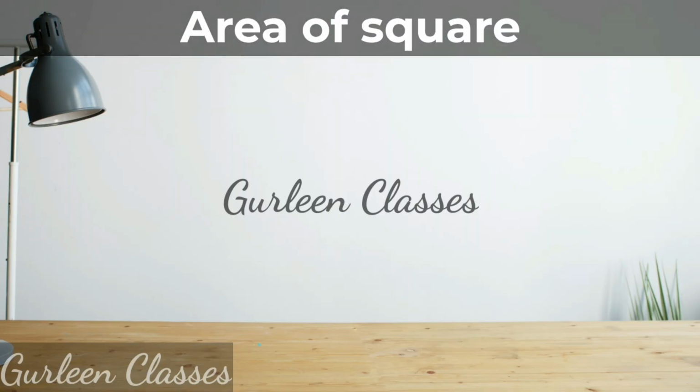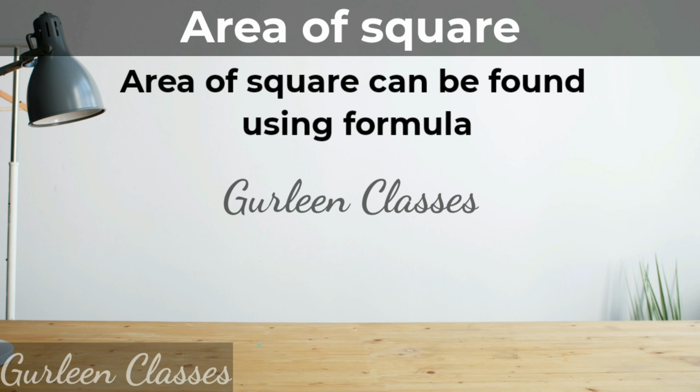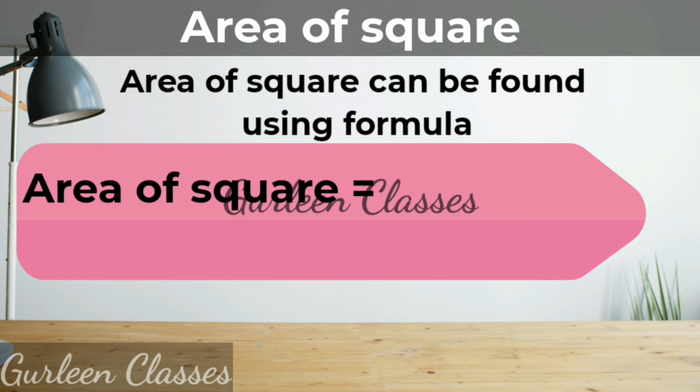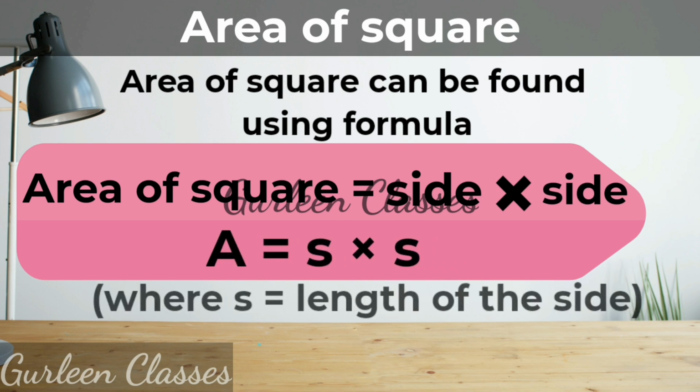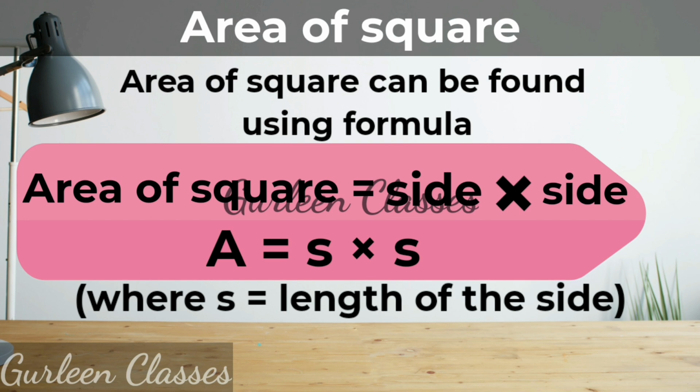Next topic, area of square. Area of a square can be found using the formula: area of square is equal to side into side, or A is equal to S into S, where S is equal to the length of the side of the square.